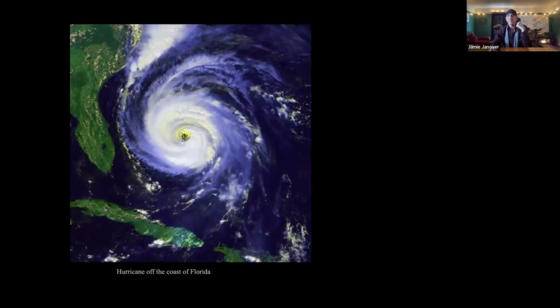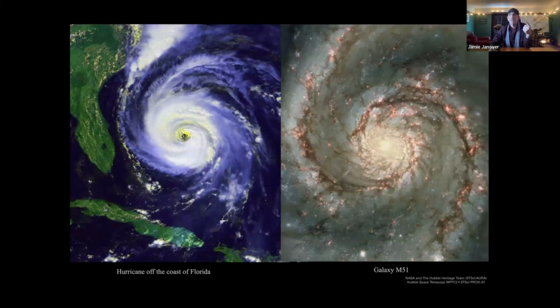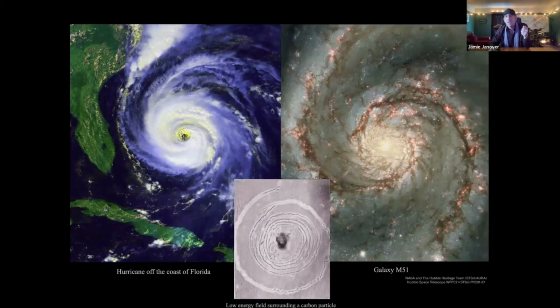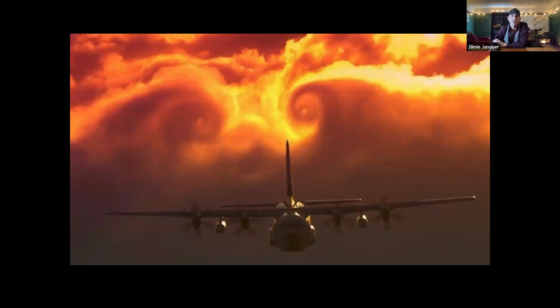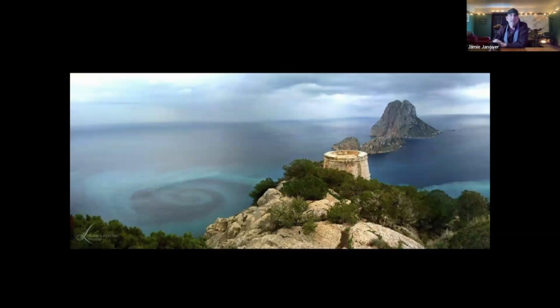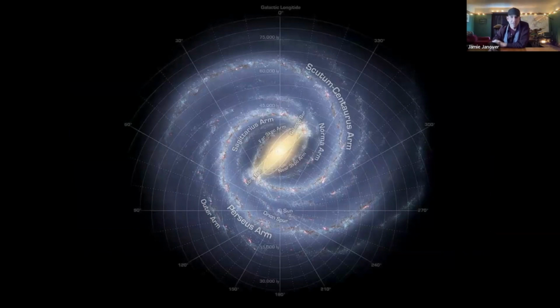So here's spinning space-time at a diameter of hundreds of kilometers, and here's spinning space-time at a diameter of tens of thousands of light years, and here's spinning space-time at the diameter of microns, the carbon particle. Space-time is doing this, and matter is doing this at all scales. And then nature is mimicking that field patterning. And you see it in things like plants and agave and shells and turbulence when you're flying in an airplane, and algae blooms off the coast of Ibiza, and the spiral arms of our galaxy.